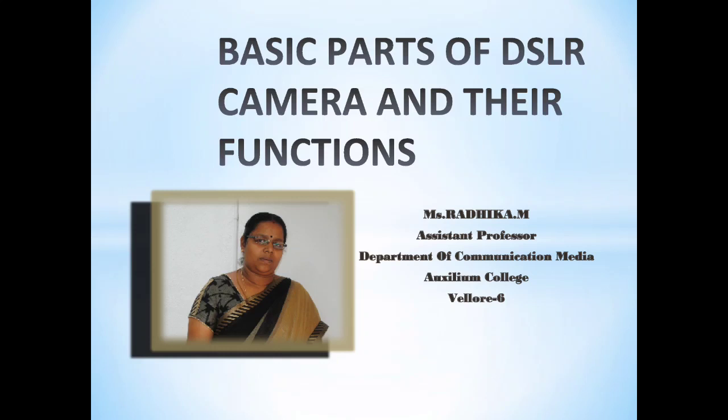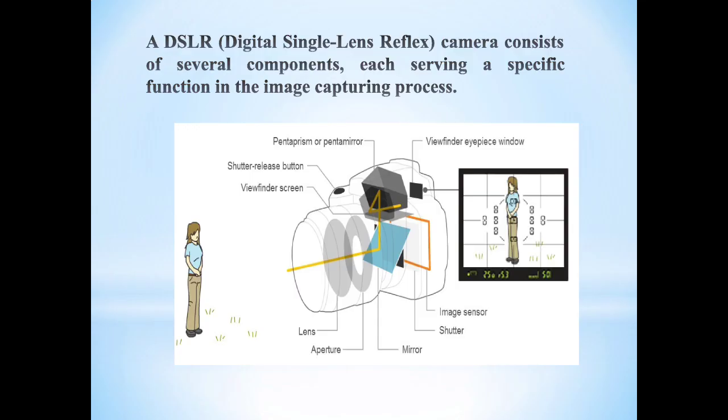Hello everyone. In this video, we will see the basic parts of a DSLR camera and their functions. DSLR stands for digital single lens reflex. A DSLR camera consists of several components, each serving a specific function in the image capturing process. This is the diagrammatic format of a DSLR camera. Now we'll see each and every part with its explanation.